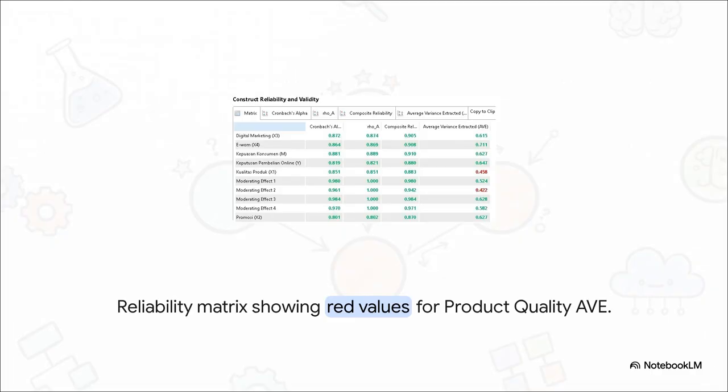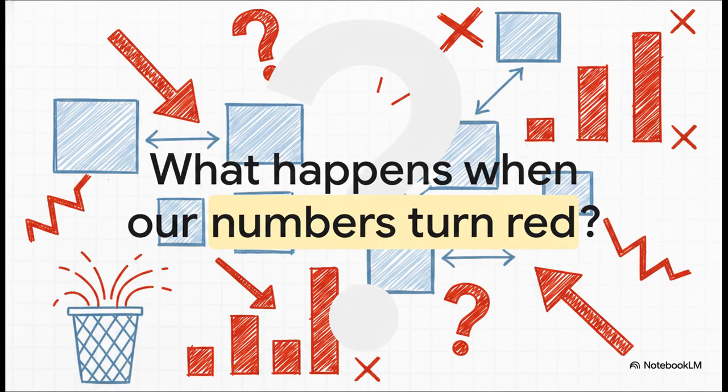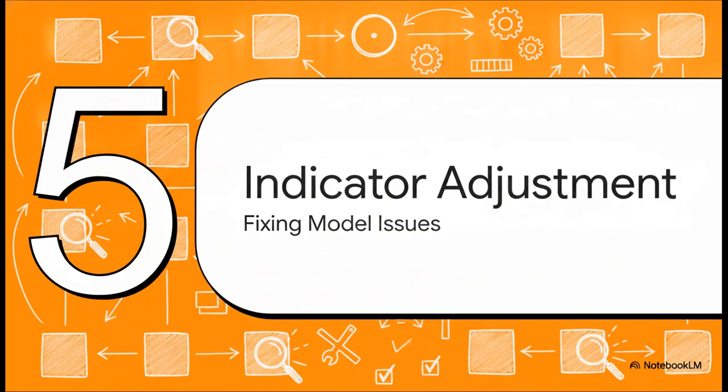But, look closely right here. We've got a bit of a problem. There are red numbers popping up, indicating a total failure to meet those criteria. While most of our variables are sitting at a really healthy green, the product quality variable has an AVE sitting at an invalid 0.458. It just completely failed to cross that 0.50 threshold. So what happens now? When our numbers turn red, does this mean our entire research project is totally ruined? Do we have to scrap the whole survey, panic, and just start over from scratch because of a couple of red numbers?